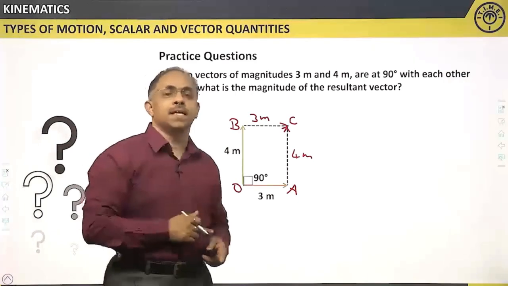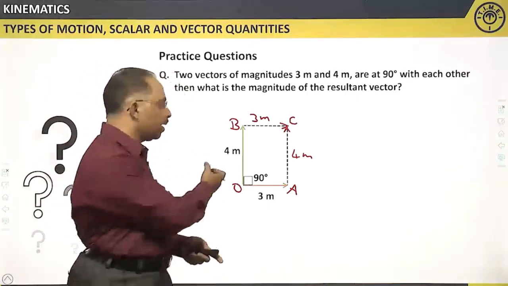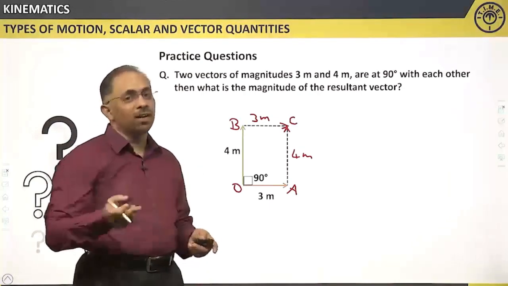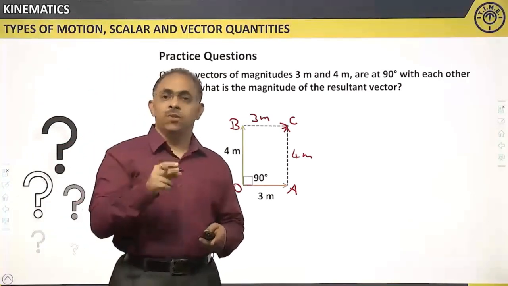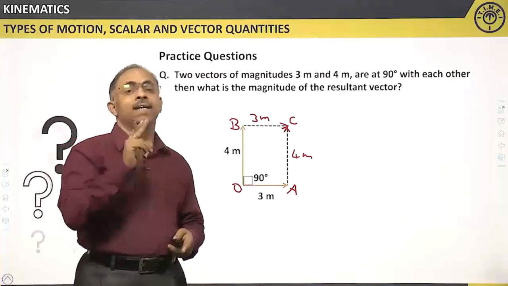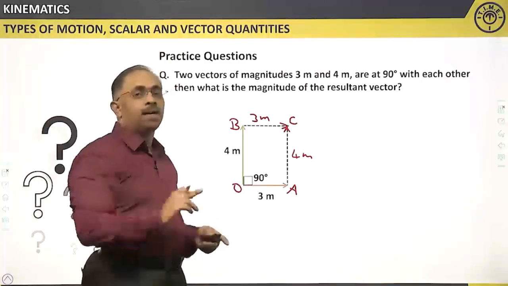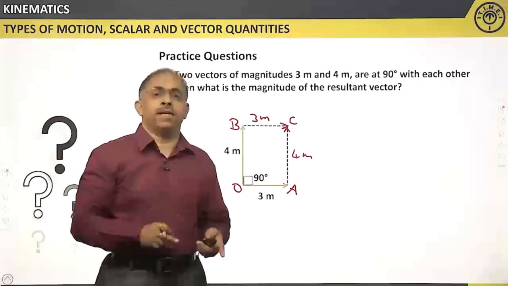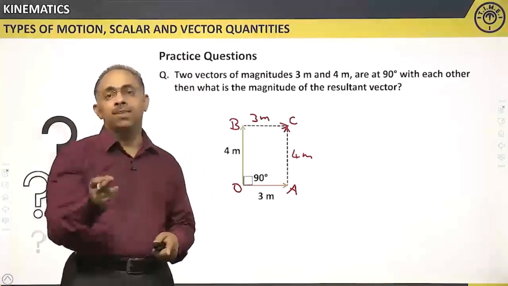If two vectors are represented in magnitude and direction by two adjacent sides of a triangle, where is the triangle over here? The triangle is not there, right? It is a rectangle. But as the statement proceeds, if two vectors are represented in magnitude and direction by two adjacent sides of a triangle taken in order. If I say OA and AC are the two sides of a triangle taken in order, then the resultant is given in magnitude and direction by the third side of the triangle taken in the reverse order.